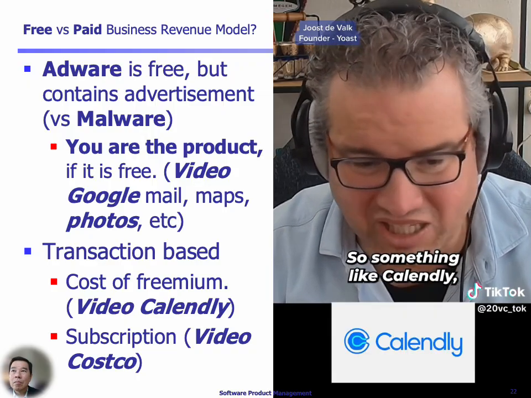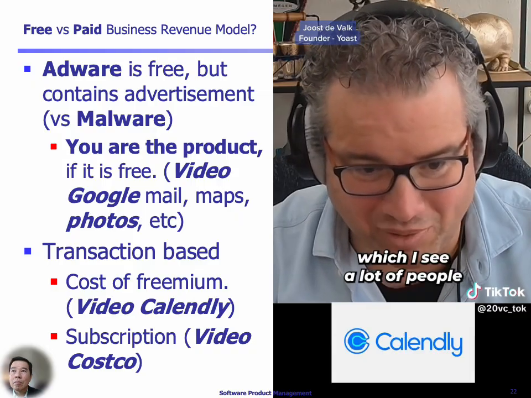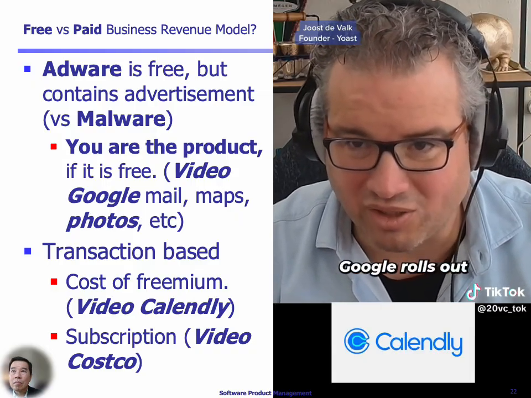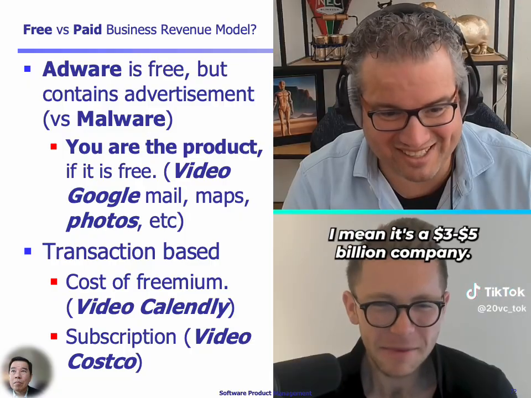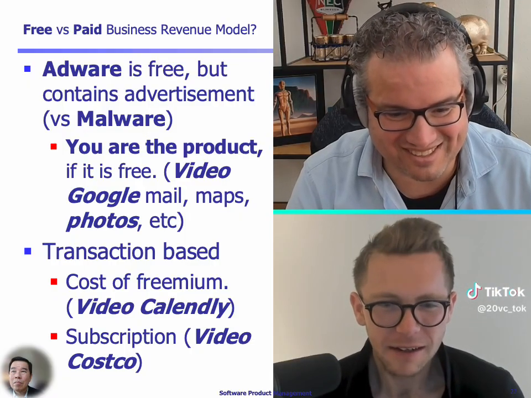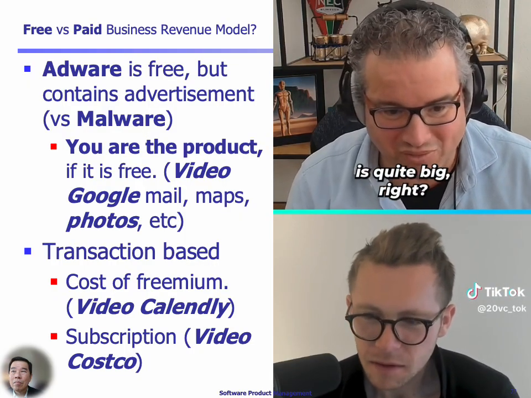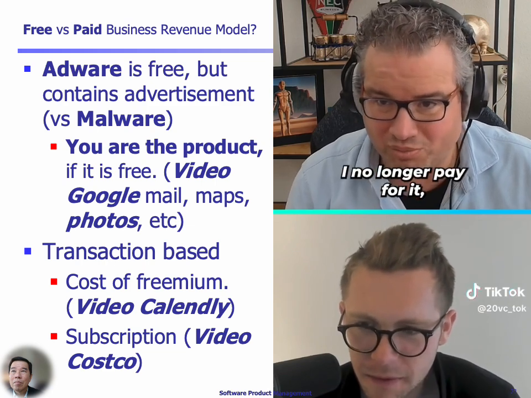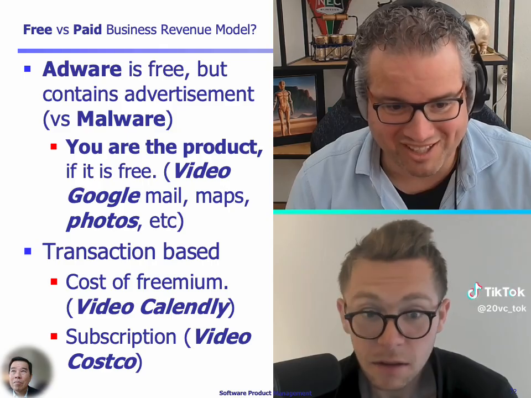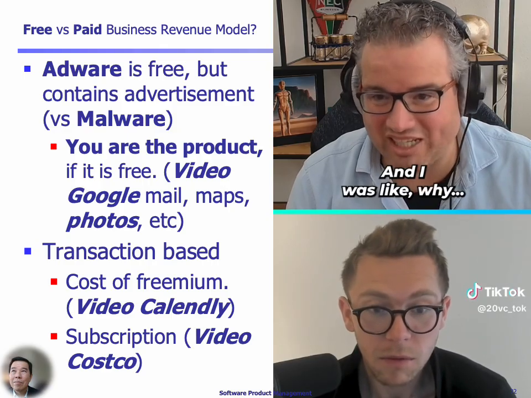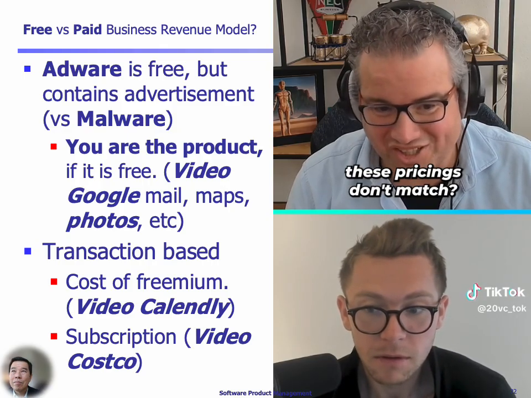So something like Calendly, which I see a lot of people use and love, Google rolls out a new feature and suddenly Calendly is gone. And so, I mean, it's a $3 to $5 billion company. It is, but the risk of that is quite big, right? When I used to pay for Calendly, it cost me more than my Google Workspace account. And I was like, why don't these prices match?